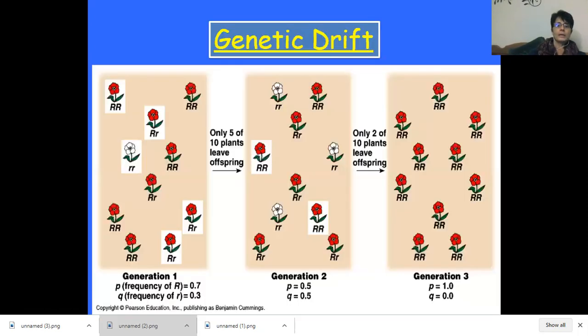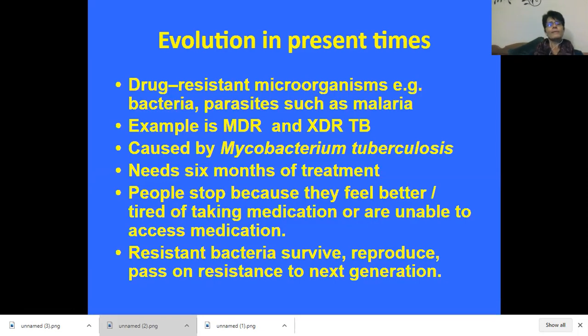All right. Okay, so evolution in present times, bacteria which are antibiotic drug resistant can survive and pass on their genes to their offspring. All right, or parasites which are not affected by malaria medication. MDR and XDR, bacterial infections which are multi-drug resistant or extremely drug resistant.